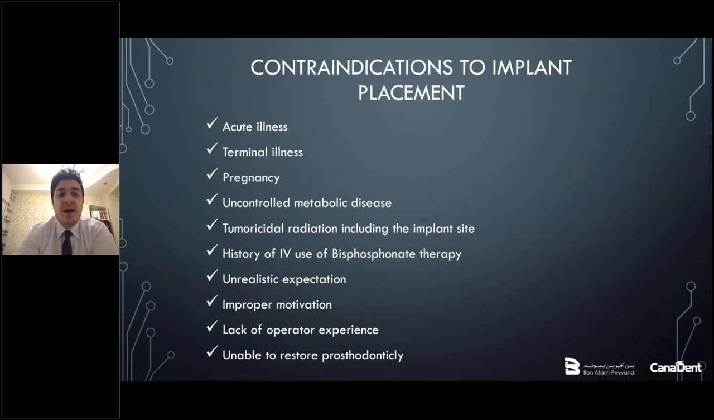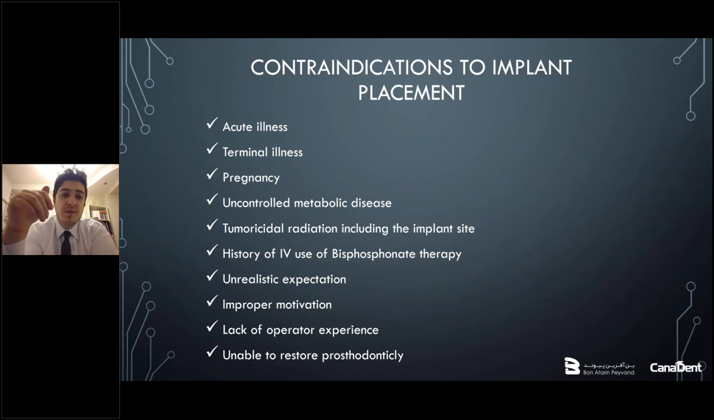So if your patient has a terminal illness or acute illness, or they are during their pregnancy period, you must not do implant surgery for them. You can postpone it to a better time. Or if they have tumor residual radiation, including the implant site for a previous cancer, because the radiation will reduce the oxygen delivery to the site, reduce the cells in that particular position, and the bone remodeling will be compromised. So we cannot do implant surgery there.